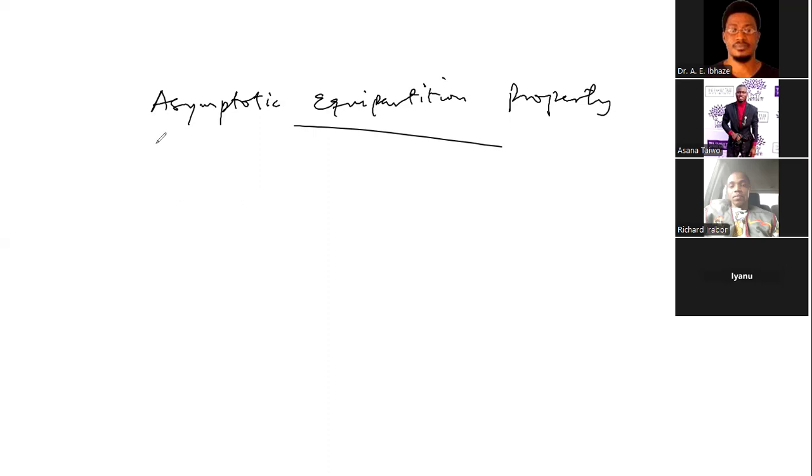Now, what we're actually saying is that almost everything is almost equally probable.